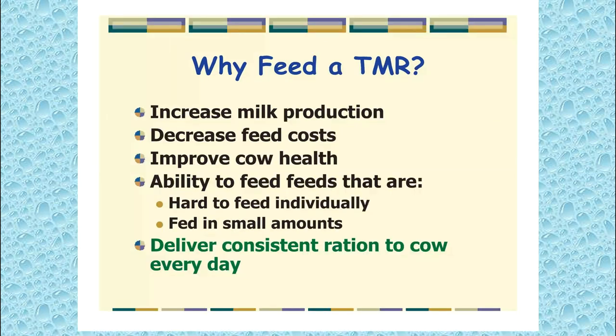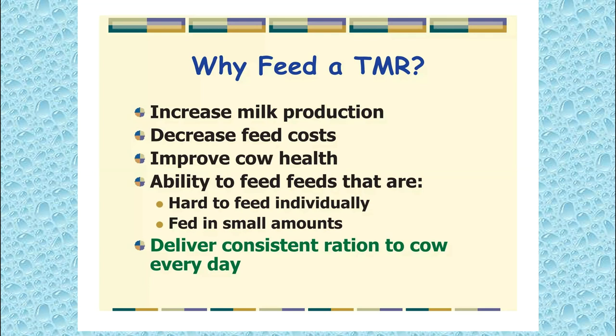Then why do we need to use the total mixed ration? Number one, to increase the milk production of the cattle. Number two, to decrease total feed cost, because feed cost is about 60% of the total production cost of milk per liter.